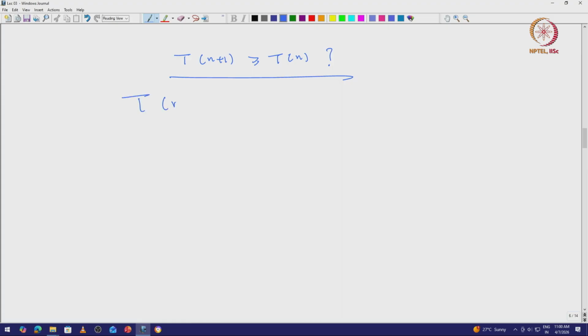So, T of n plus 1 is T of floor of n plus 1 by 2, plus T of ceil of n plus 1 by 2, plus n plus 1 minus 1. This is the recurrence equation.